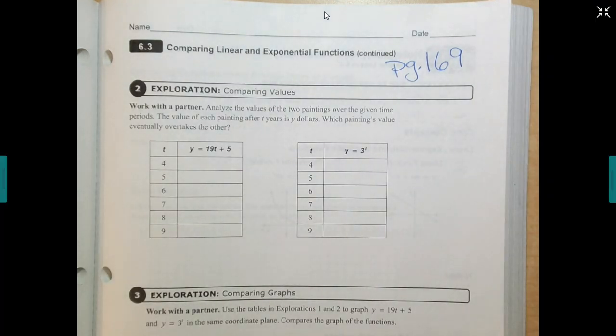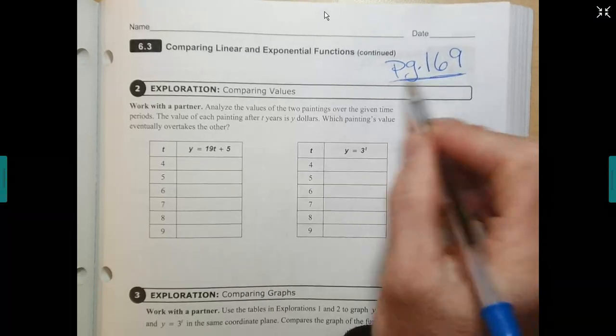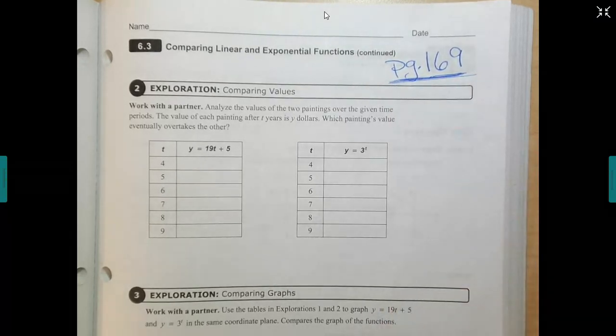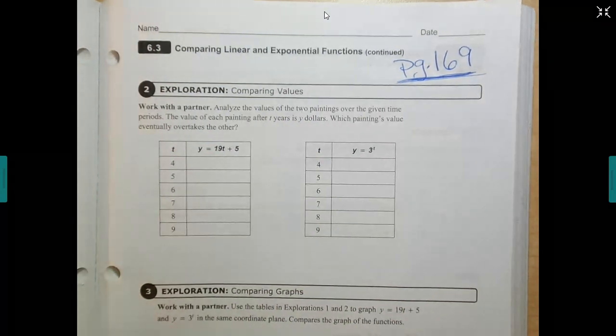All right, welcome back to another Algebra 1. Today we are going to be comparing linear and exponential functions. If you'll turn with me to page 169, please. We'll be starting off on page 169. For today, I would recommend having your Desmos calculator open. Have both the graphing calculator and the scientific calculator today, because we're going to be working with both of those. So if you could have both of those open, that would be great, and that will help you out today.